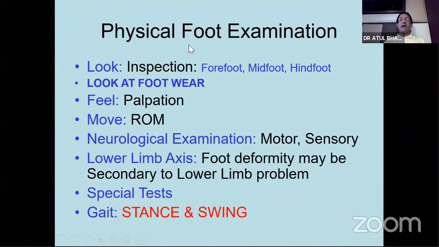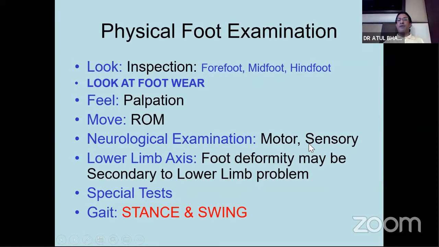If you follow the Apley system, Apley was always look, feel, and move. So the first part is always look, and you have an order in your mind whether you want to start with the forefoot or the hindfoot, and always follow a pattern. So you can go from the front to the back of the foot. You look at the footwear, and then after you do all the inspection, you go for palpation. You do the range of motion, which I'll come to with specific joints. Again, always do a motor as well as sensory examination. Again, important for myelomeningocele and neuromuscular foot, where you should know the dermatomes, where there is loss of sensation.